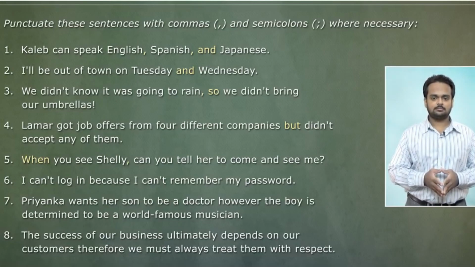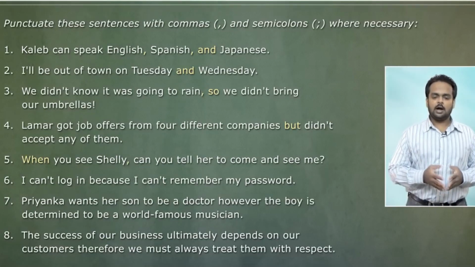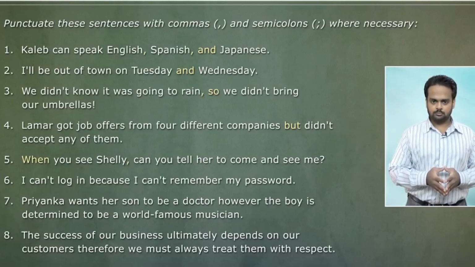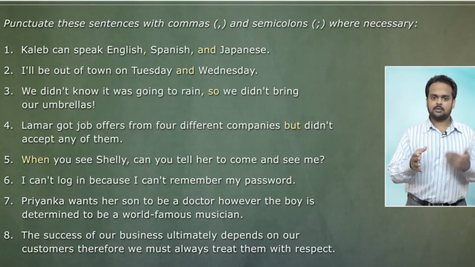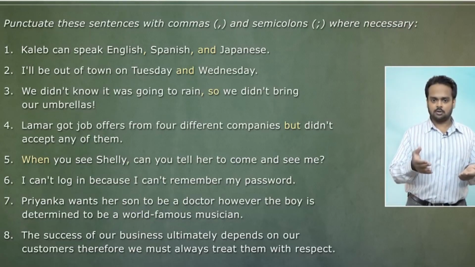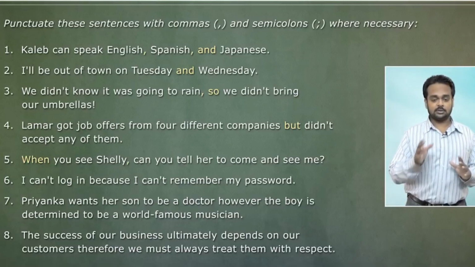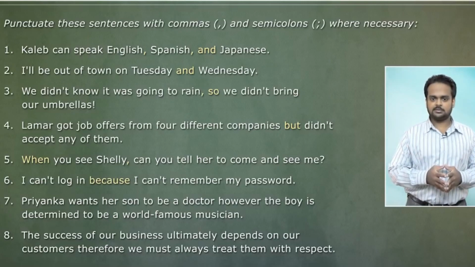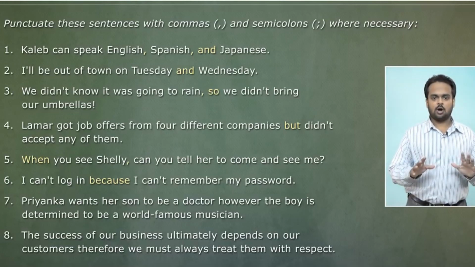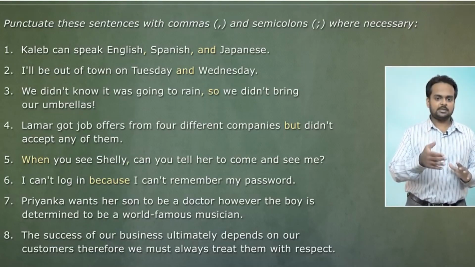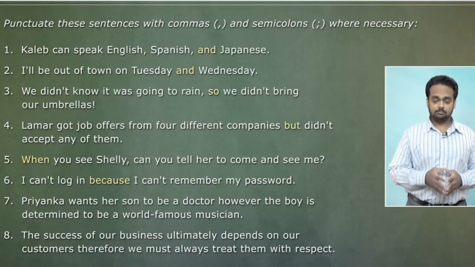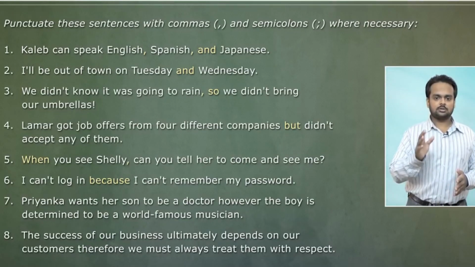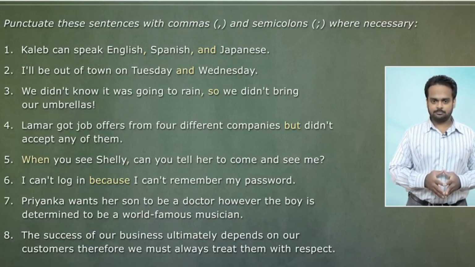What about number 6? Comma or no comma? Well, how many clauses do you see? There are 2. One is independent and the other is dependent. The first clause, I can't log in, is the independent clause because it's complete. But the second clause, because I can't remember my password, is dependent because it's not complete. Which comes first? The independent clause. So no comma. This sentence is the opposite case to the previous example. Remember, only if the dependent clause comes first, we put a comma after it.